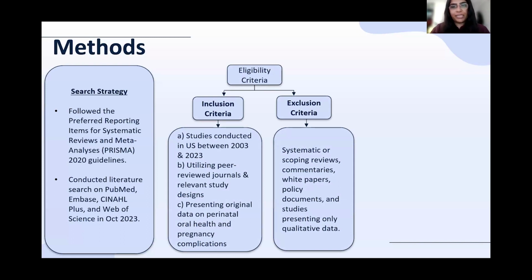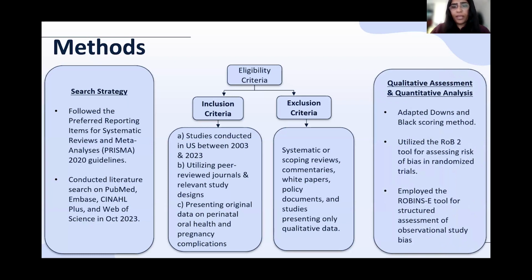We included the studies that were conducted in the US, published in peer-reviewed journals, used study designs such as randomized controlled trial, cohort study, or case-control study, and presented original data on the relationship between perinatal oral health and pregnancy complications. Studies were excluded if they were systematic reviews, scoping reviews, white papers, or only presented qualitative data.